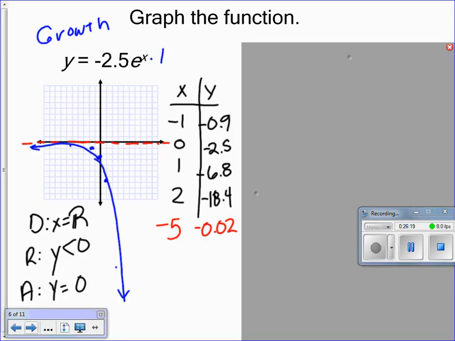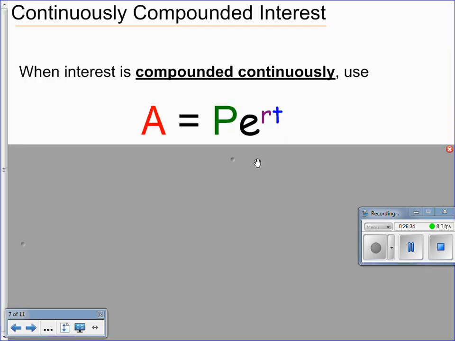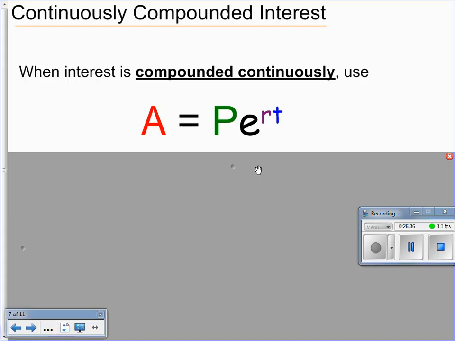We have one more thing we want to get down, and that is, what if instead of compounding our interest on a schedule at the bank, we compound our interest all the time? If we compound our interest all the time, we call that compounding continuously, and we have a new formula. So you have lots of formulas in chapter 6. This is already our 4th or 5th formula in the chapter.